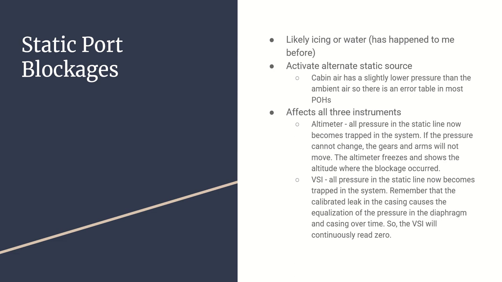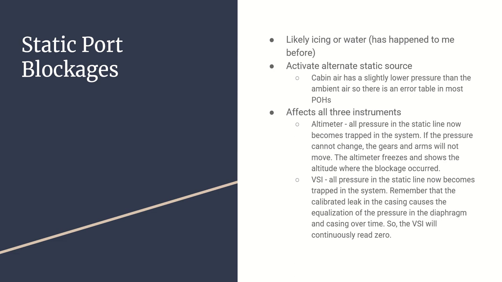Because we should expect that ambient pressure to change, and it does, right? Outside the aircraft, it does. But changes in ambient pressure usually means that those instruments are going to yield a different reading from what they're showing you. But if you have a static port blockage, remember all that pressure that's already in the system is locked in, right? It's not going to be able to reflect those changes in ambient pressure. So what happens is your altimeter will just continue to show you the altitude where the blockage occurred, right? Whatever pressure is in there to reflect that particular altitude.